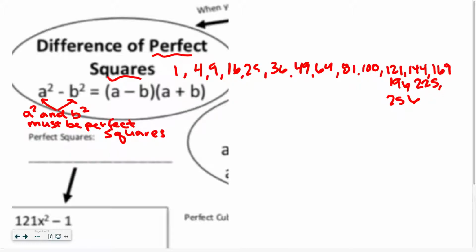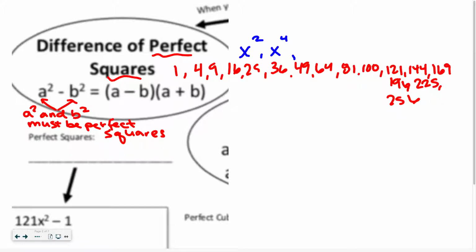If you see any of these numbers as coefficients to your first term or your second term, that counts as a perfect square. But you may also see perfect squares written as variables. What would perfect squares as variables be? X squared is a perfect square because its square root is x to the first. X to the fourth is a perfect square because its square root is x squared. It was x squared times x squared, I added my exponents and it was x to the fourth.